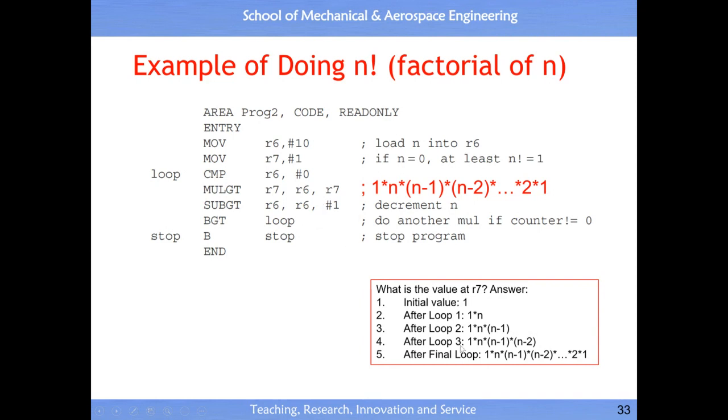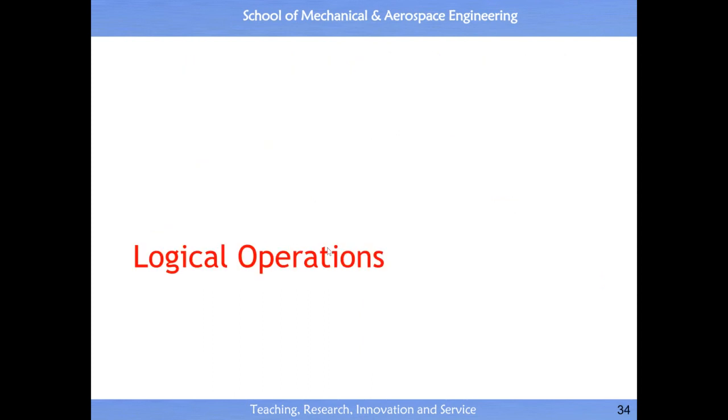Then when you enter the third loop, R7 is equal to the result at the end of the second loop. This is 1 times n times n minus 1, times the actual value of R6. The actual value of R6 is now n minus 2. So you get this. Then what is the final result after the final loop? Because the final value of R6 is 1, you get this one. Okay, all right. So this is the way for you to visualize the value change in register R7.